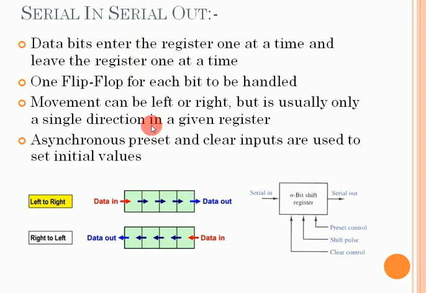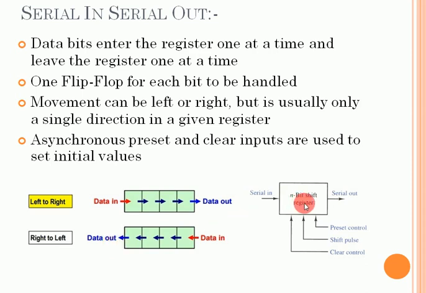Movement can be left or right, because it's usually only a single direction in a given register. Here you can see the direction is left to right: the data is entering from the left hand side and leaving the register from the right hand side. On the other hand, if we have a right to left data movement, then in this 4-bit register, the data is entering from the very right hand side and leaving the register from the left hand side.